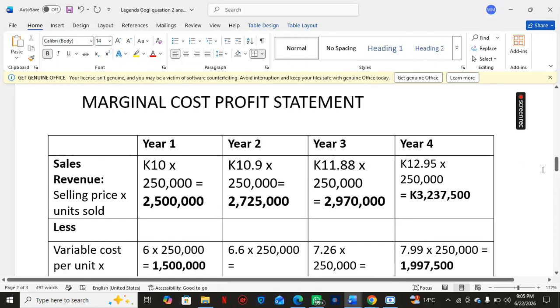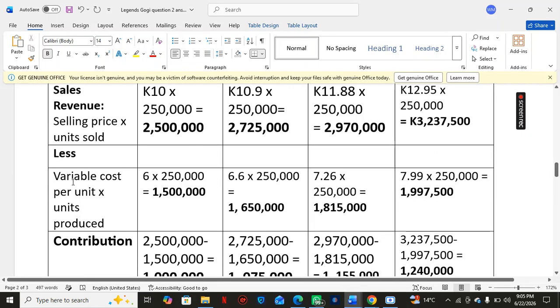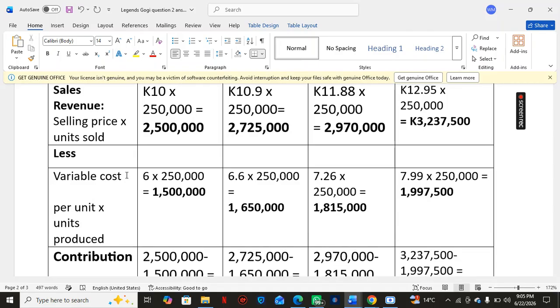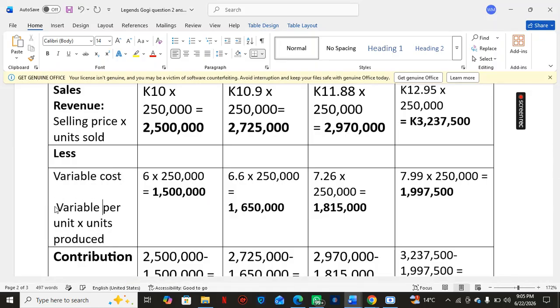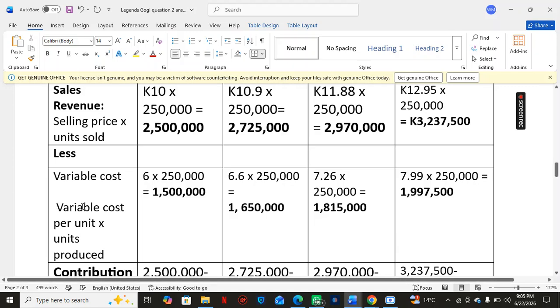Next, we need to tabulate our variable costs. Remember, we want to find the contribution, and contribution is sales minus variable costs. Colleagues, here our aim is to get contribution, which is sales revenue minus the total variable costs. So our variable cost is our variable cost per unit multiplied by the number of units produced.